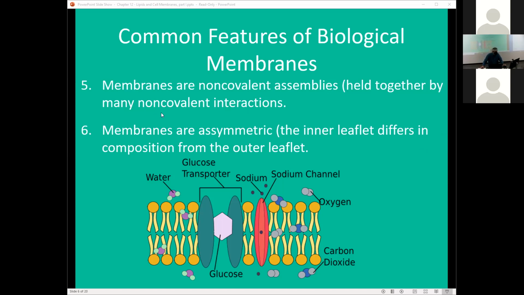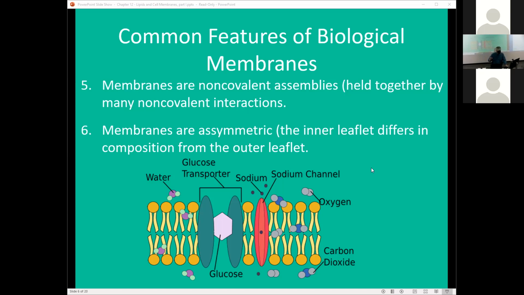Membranes are asymmetric. The inner leaflet differs in composition from the outer leaflet. So I mentioned before that all of the carbohydrates from glycolipids and glycoproteins are always going to be on the outside of the cell, okay, always. So this means that the phospholipid bilayer is asymmetric. All of the glycolipids are going to be in the outer leaflet, or the layer of phospholipids that faces the outside.